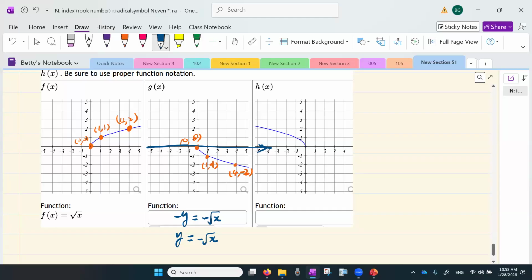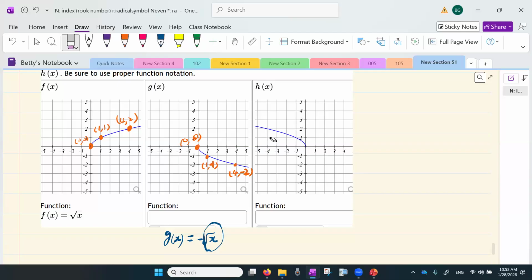So how do we enter it? You are going to enter g of x equals negative root x, because you are changing the y values to their opposites, okay?